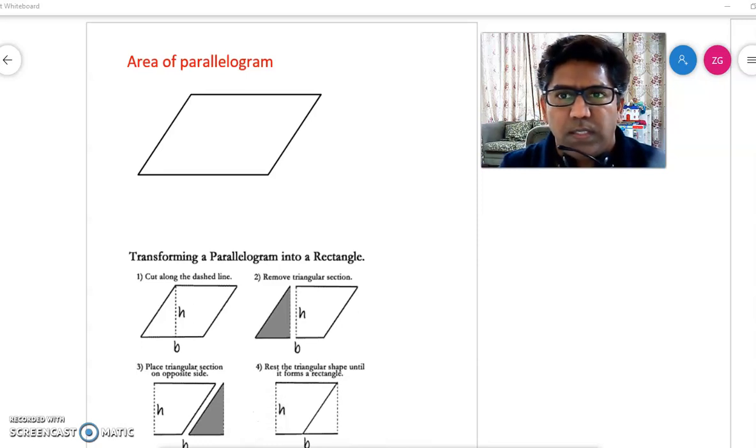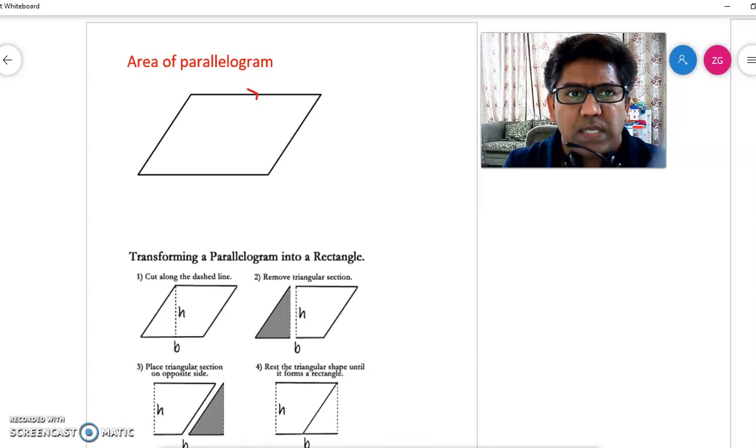Hello everyone. In this session we'll be learning how to find the area of a parallelogram. Now a parallelogram is a quadrilateral in which the opposite sides are parallel and they are equal in length.